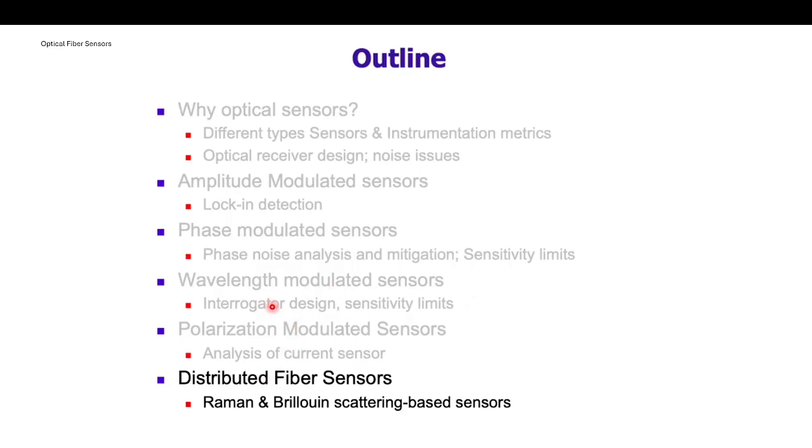So till now we have recapped the amplitude, phase, wavelength and polarization modulated sensors. We have not discussed the distributed fiber sensors.